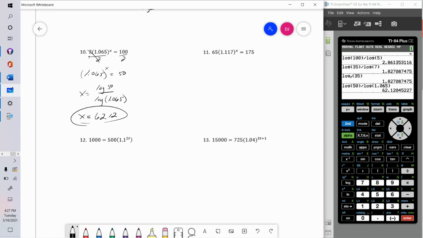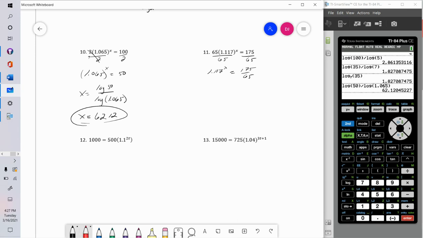Now number 11, it's a little bit more difficult, right? 65 times 1.117 to the x equals 175. Same thing, the first thing I'm going to do is divide both sides by the 65. So 1.117 to the x is equal to 175 over 65. I don't feel like doing that division.